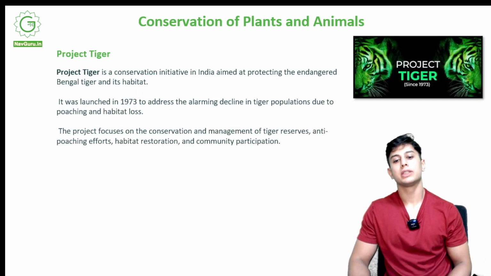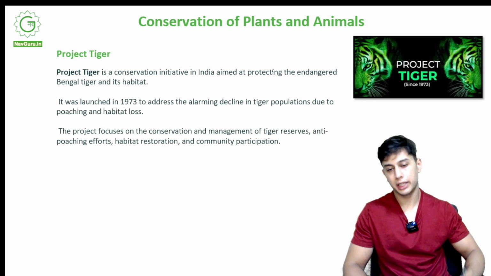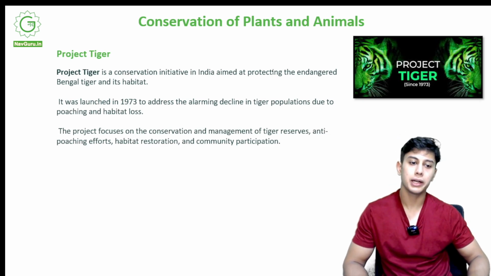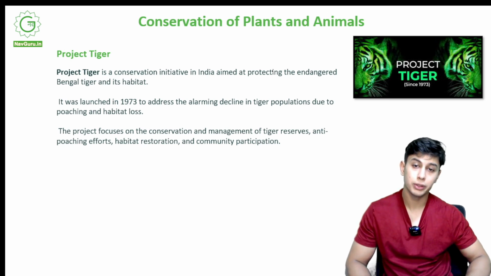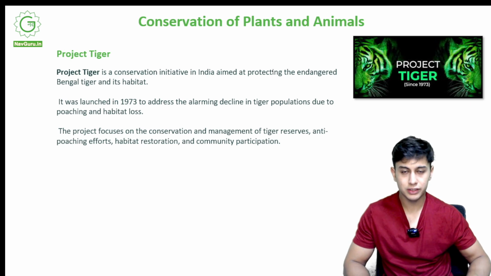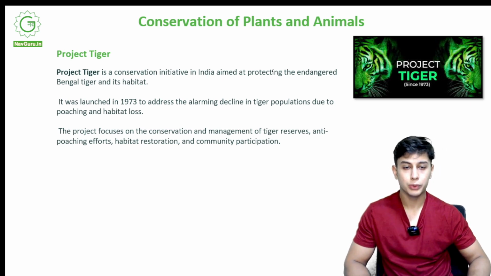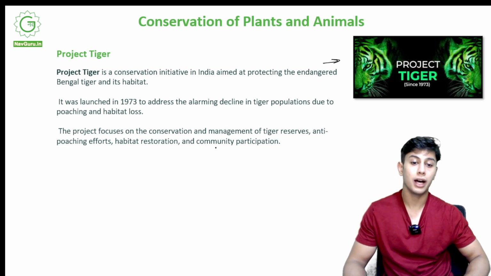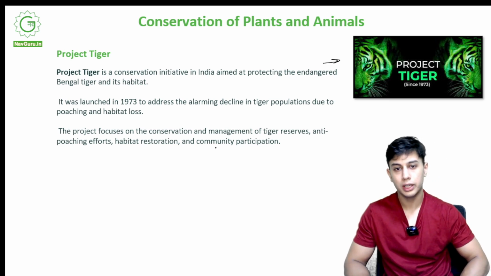Project Tiger. Project Tiger, like the name suggests, is an initiative aimed at conserving tigers, because tigers are an endangered species. So we want to conserve them. We want them to grow in number. Why? Because we do not want them to go extinct. They are a beautiful creature, and we do not want them to go extinct, so that our coming generations can see them.